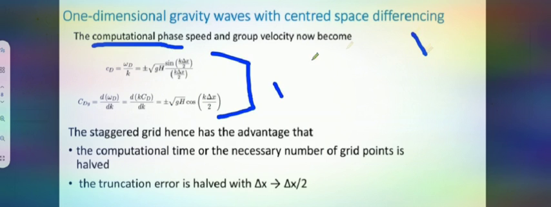So there, if you divide it into 10 parts, clear? Then how many unknowns? 10 unknowns for U, 10 unknowns for H.